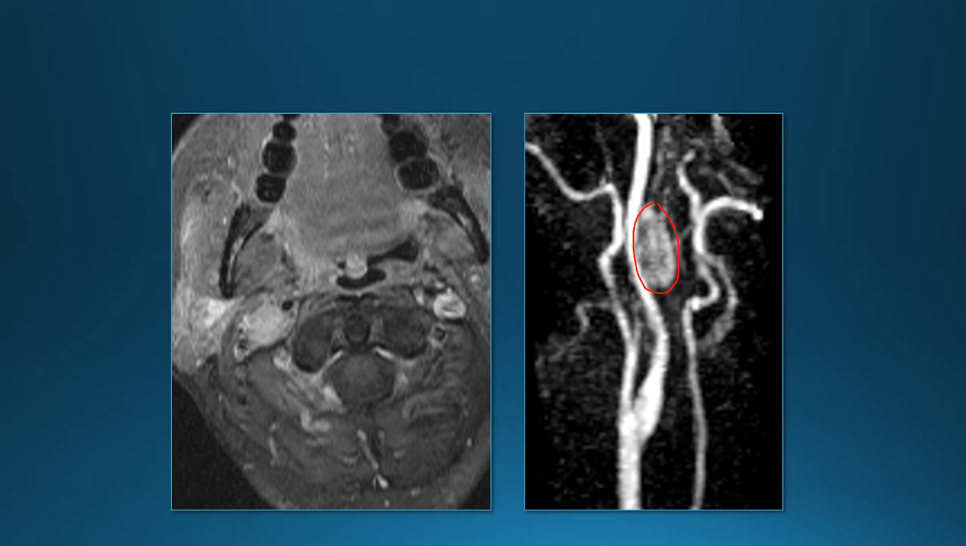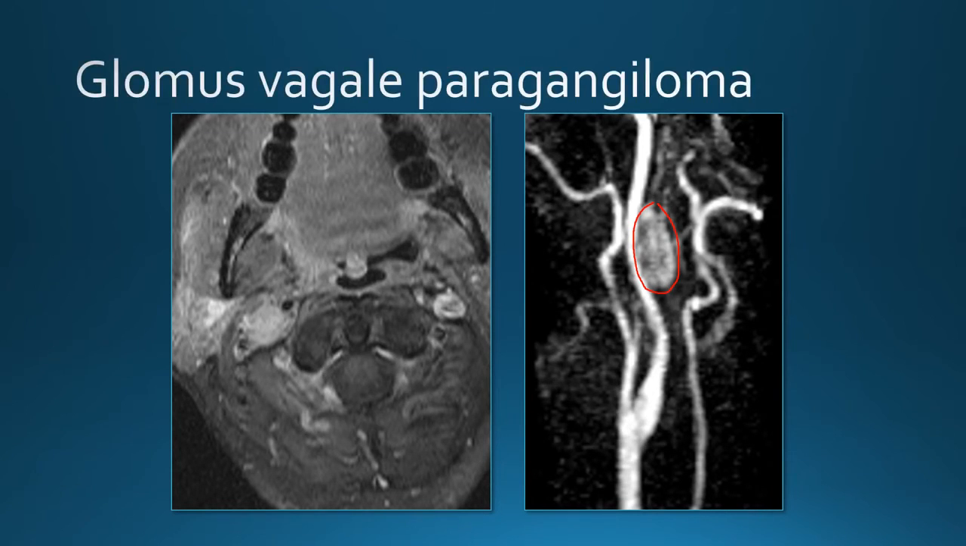So this lesion represents a paraganglioma. This is a glomus vagale paraganglioma. The paragangliomas are named just by where they're located. So if it's in the jugular foramen, then it's a glomus jugulare. If it's just below the skull base, it's a glomus vagale. And if it's at the carotid bifurcation, then it would be a carotid body tumor.